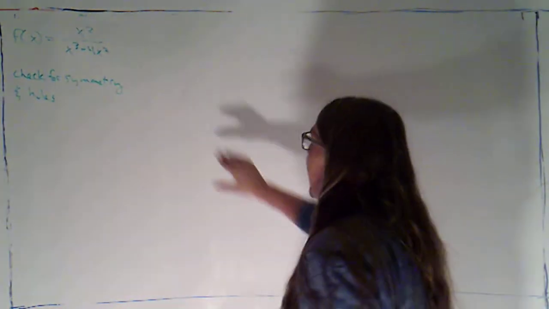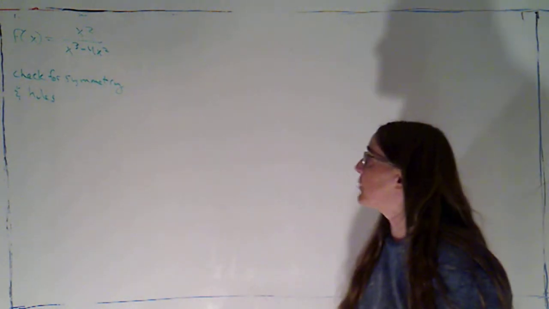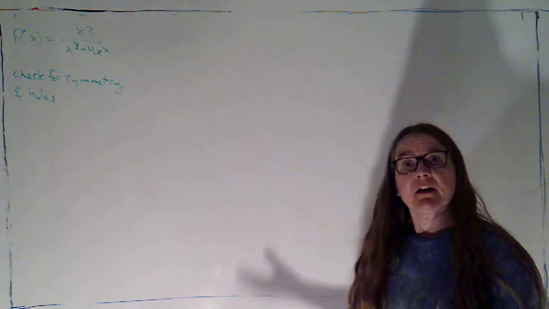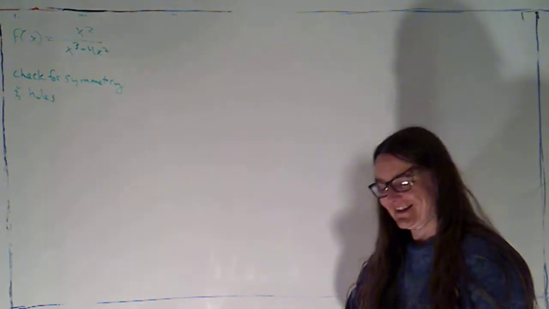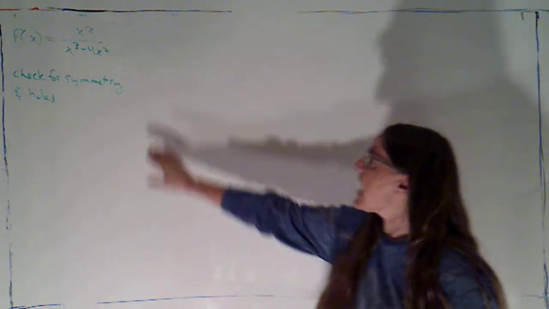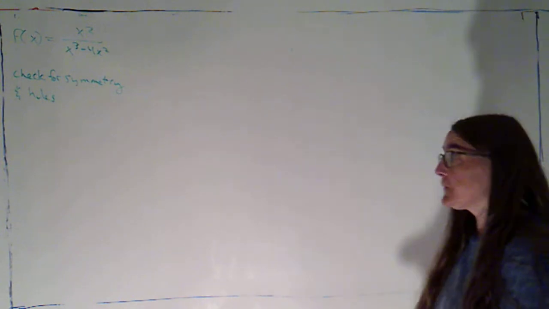Okay, in this video we're going to take a look at graphing a rational function. I've given us f of x equals x squared over x cubed minus 4x squared. Okay, and I want to do the usual stuff. I want to get intercepts, asymptotes, maxes and mins, points of inflection. I've added to the directions here. I also want to check for symmetry and for holes in the graph.